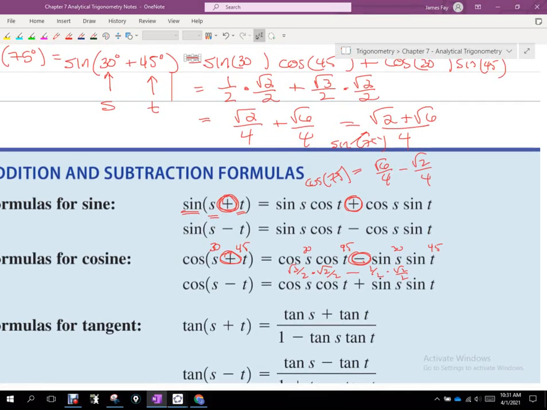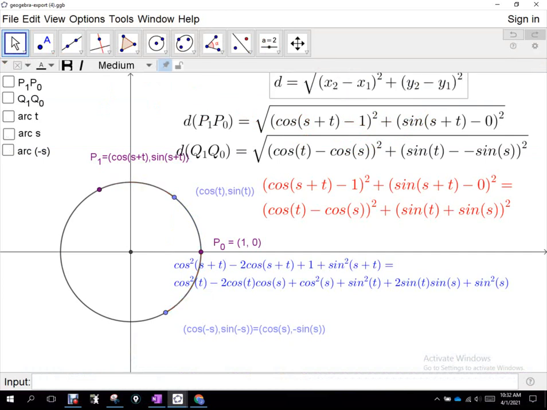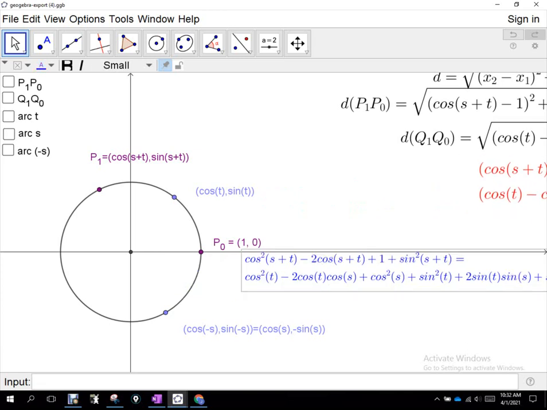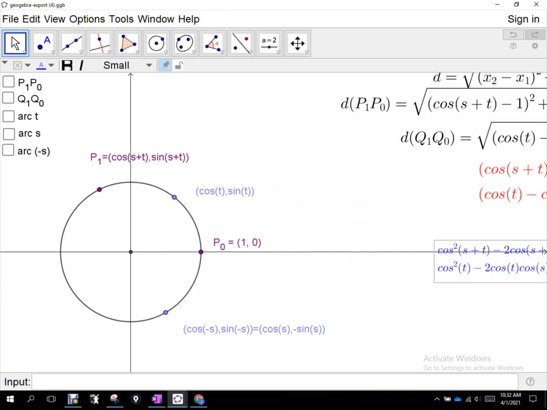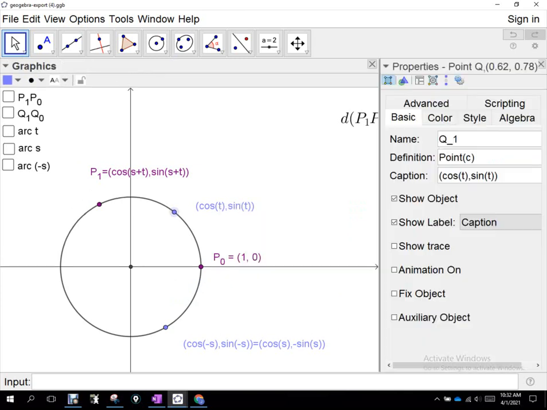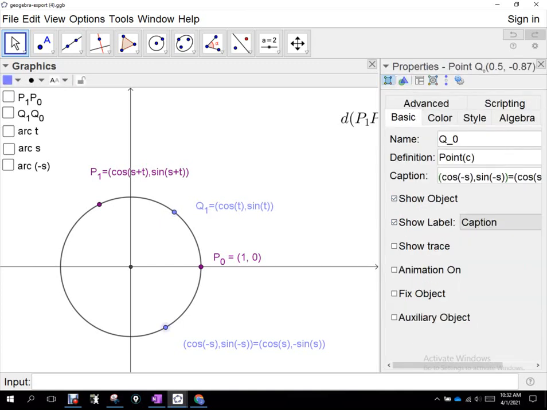So what I want to do is look at this structure right here. Don't worry about the algebra. I want to talk about the geometry first. So let me highlight this point, call this point Q sub 1. And this one is Q sub 0.